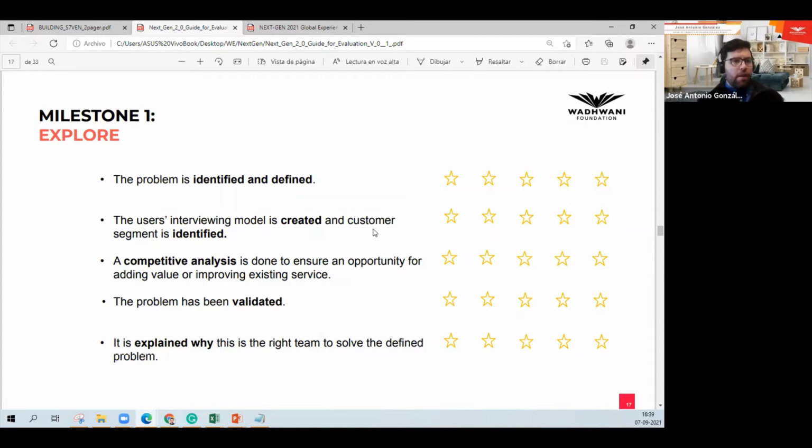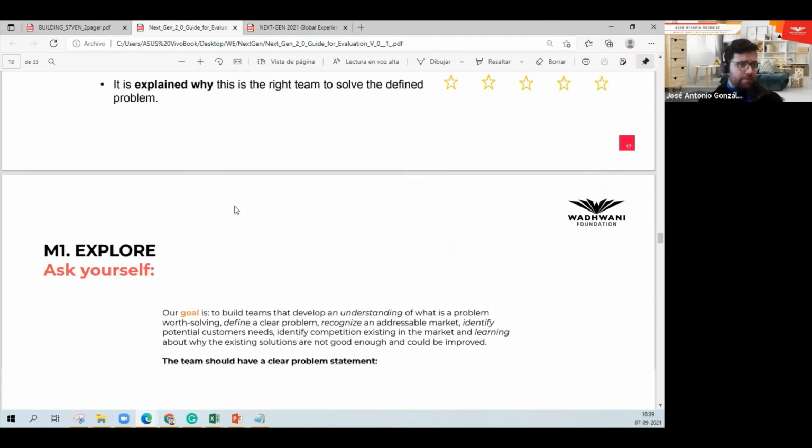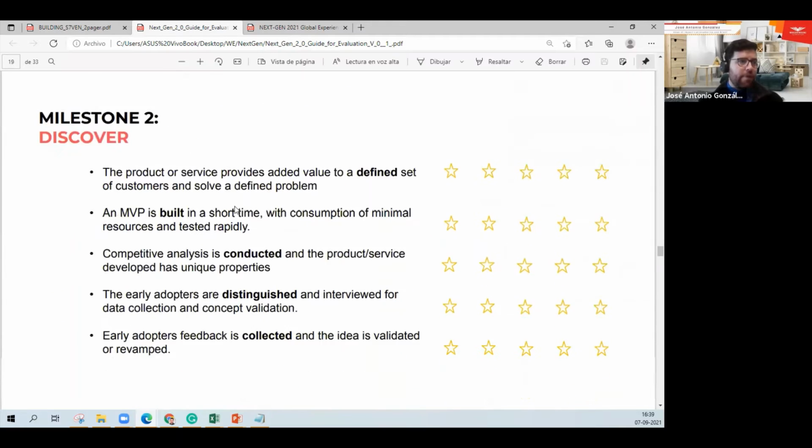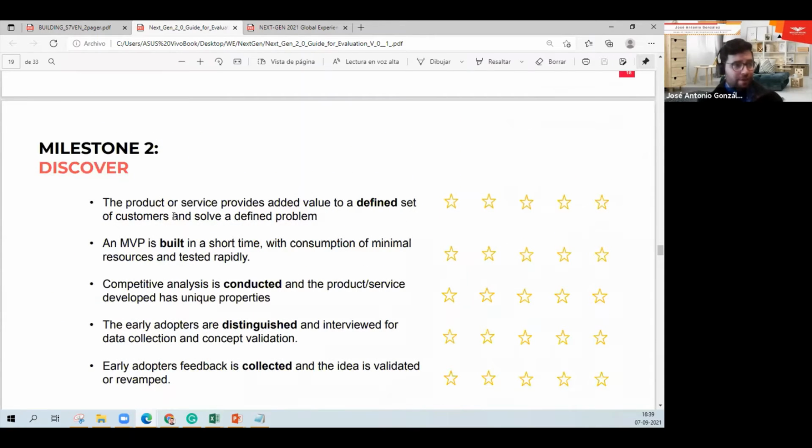So, in this document, in the evaluation guide, you'll find each milestone and what's evaluated in each of them, so we could understand better the journey of the students.